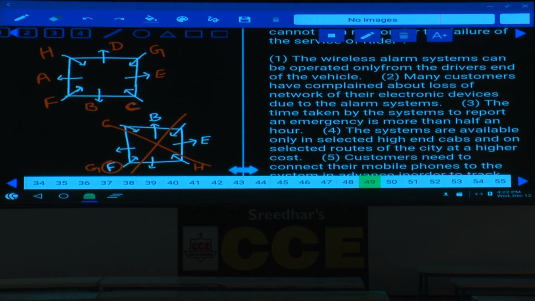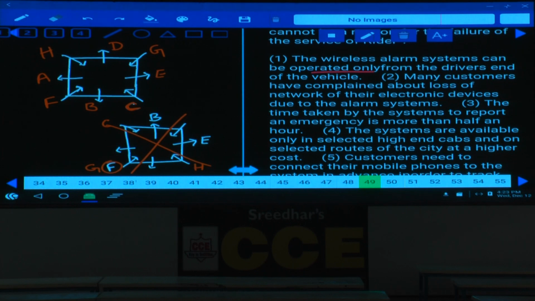The wireless alarm system can be operated only from the driver's end of the vehicle, isn't it? As it is only through the driver's end of the vehicle, it is not of much use at all, isn't it? If the driver is willing to do this, he will operate, or else he will not operate. Now, what is the threat in general we will have?